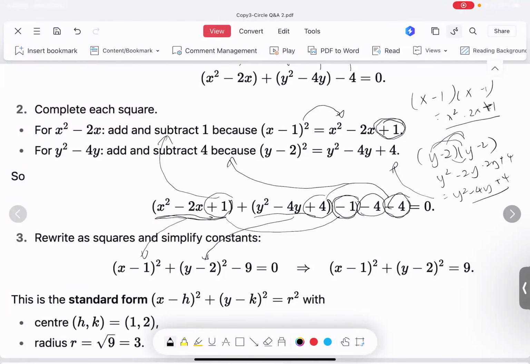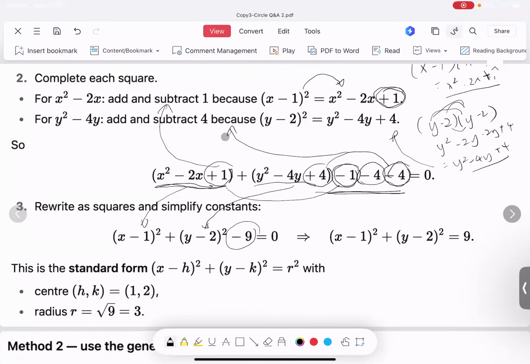Let me talk about how to get this minus 4. This minus 4 is actually from the question. This minus 4 is from here, and this one is subtracting 4. This minus 1 is subtracting 1 from here. Now at the back here, all together become minus 9 is equal to 0. And then (x minus 1) squared, copy, plus (y minus 2) squared, copy, and then this one moves to the back. So finally, you manage to change a general form into a standard form like this.